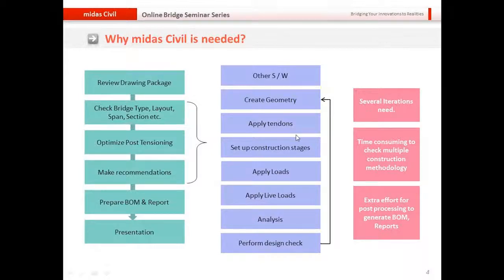And the tendons, he has to modify the cross section area, the stresses, the forces, in order to get a good and efficient design. So as you can clearly see, this process would require several iterations. This process would be time consuming if we have to perform checks for multiple construction methodologies. This process would also need extra effort from the engineers to prepare the bill of material and report, because that is not taken care of by the different tools that we are looking at.